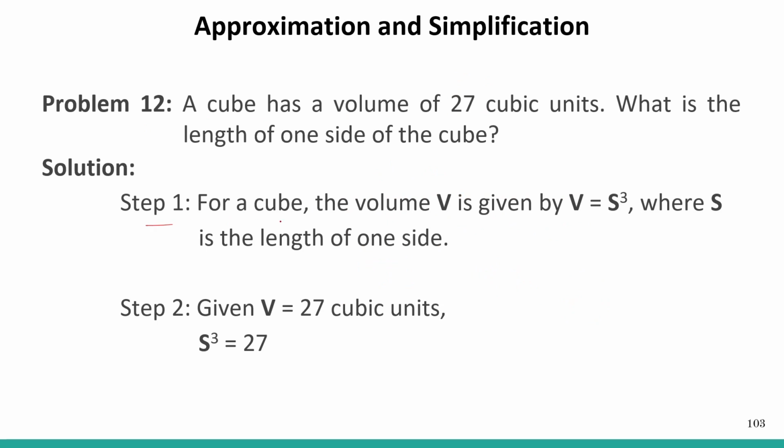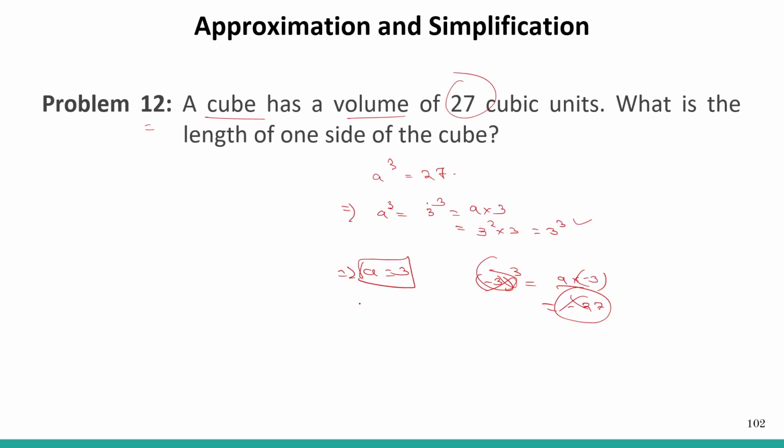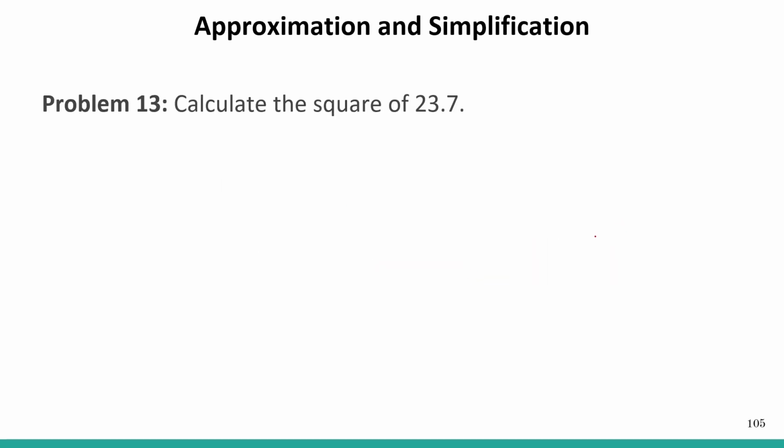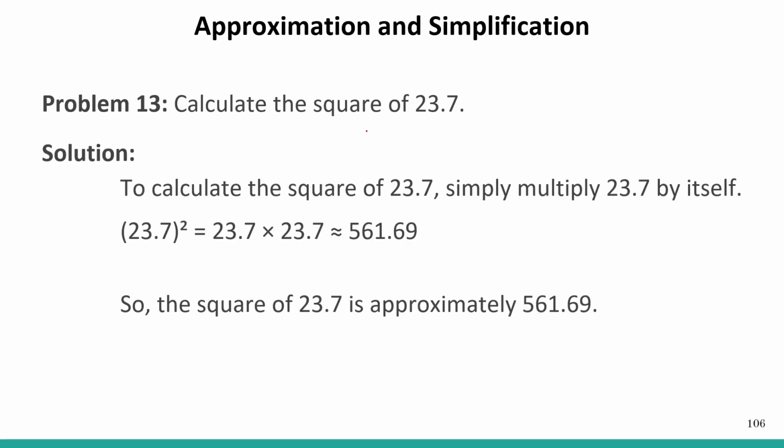So step 1 says that for a cube, the volume V is given by V is equal to S cube, where S is the length of one side. Okay, given V is equal to 27 cubic units, S cube is equal to what? 27. So taking the cube root on both the sides, what we are left with is 3. So the length of one side of a cube is 3 units. So calculate the square of this value. Okay, so calculate the square of this, simply multiply it by itself.